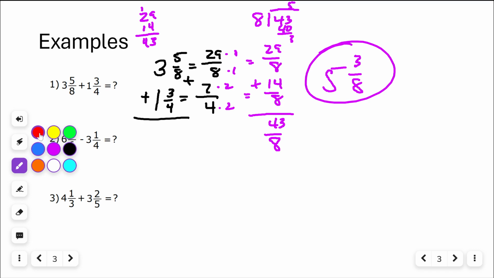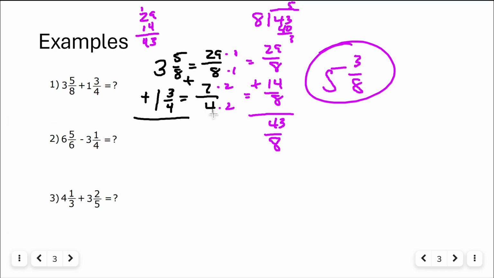We'll do it in a different color so it's easy to distinguish here because we got a lot of work. All right, so we got 6 5/6 minus 3 1/4. Okay, let's convert them to improper fractions. So 6 times 6 is 36, and 5 makes 41. 4 times 3 is 12, and 1 is 13.